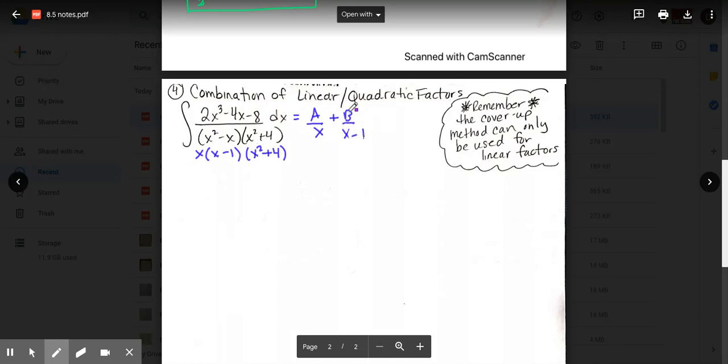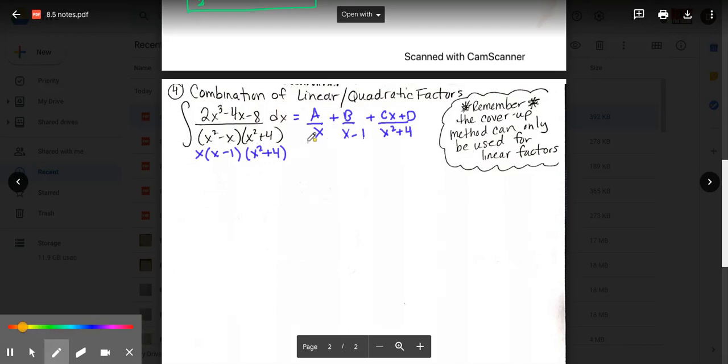All right, this is linear, so the numerator would be degree 0, which is a constant. And then this is the first time you're seeing a quadratic factor, so x squared plus 4. If it's quadratic on the bottom, it has to be linear on the top. So linear would be Cx plus a constant D also. So if this is in the form of a quadratic, then your numerator would be a constant times x plus another constant.